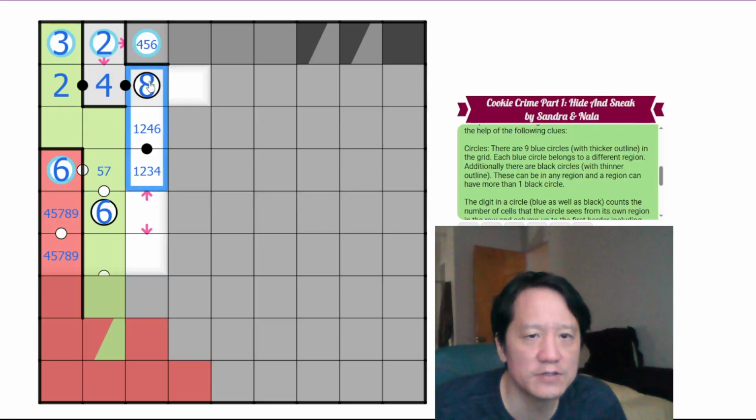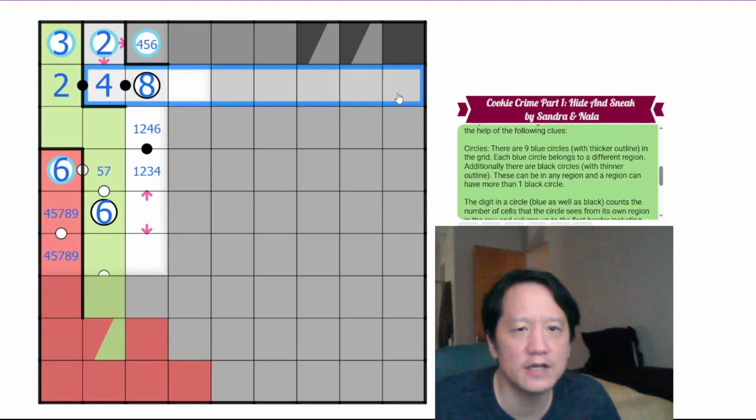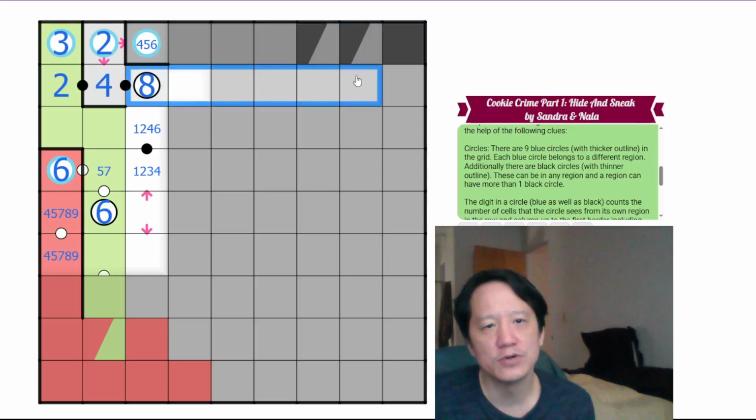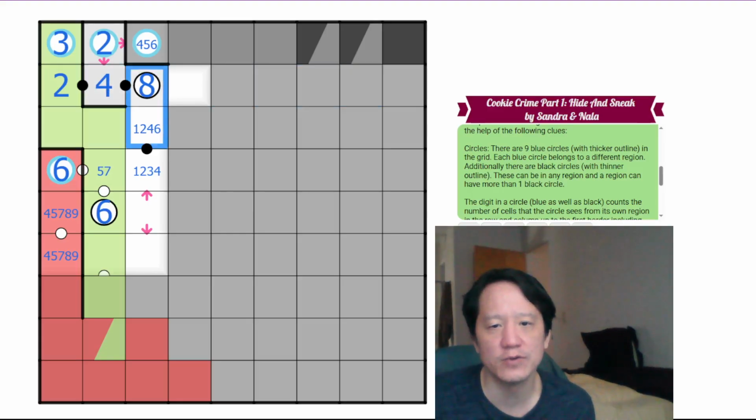This sees 8. So it sees 1, 2, 3, 4, 5, 6, at least these 8 here. But the thing is, if it goes 8 here, the problem is this can't form a region. So it can only be 7 at most this way. 1, 2, 3, 4, 5, 6, 7 cells seen, so it must go that way. So this is definitely a border.